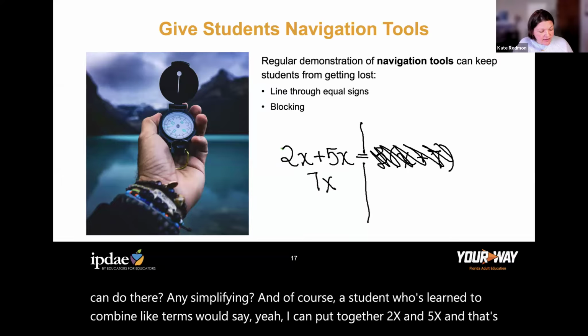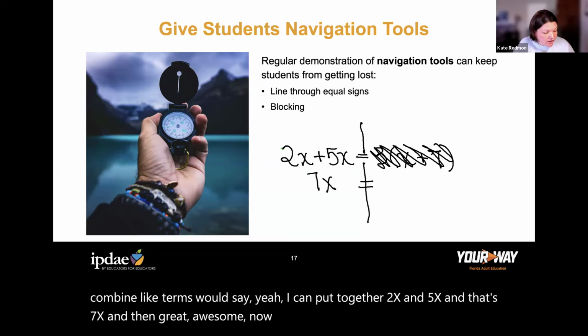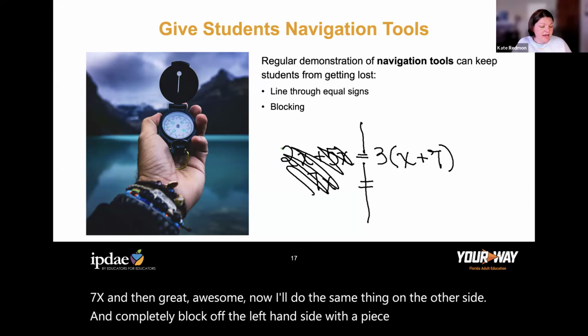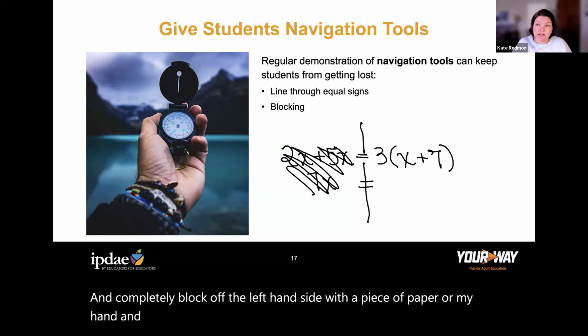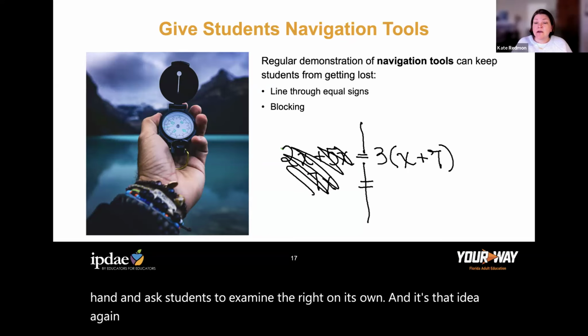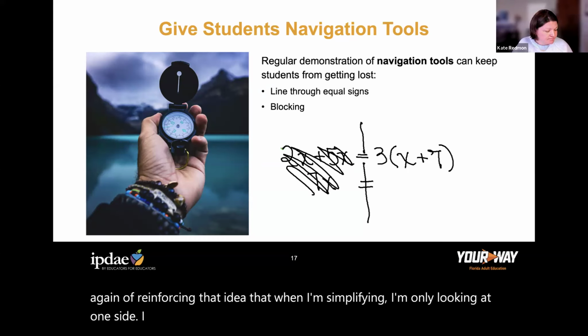And then great, awesome. Now I'll do the same thing on the other side and completely block off the left-hand side with a piece of paper or my hand and ask students to examine the right on its own. And it's that idea, again, of reinforcing that when I'm simplifying, I'm only looking at one side. I never simplify across an equal sign.